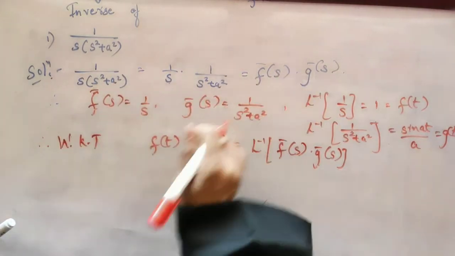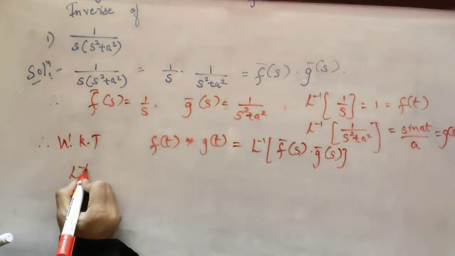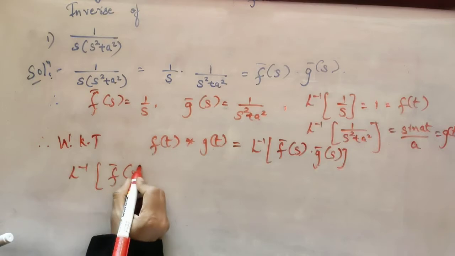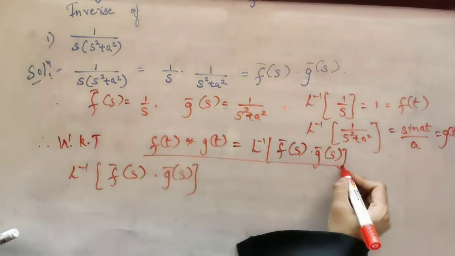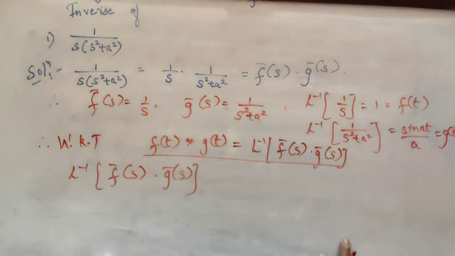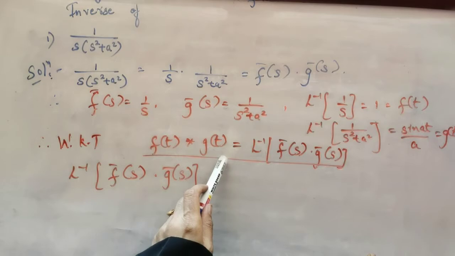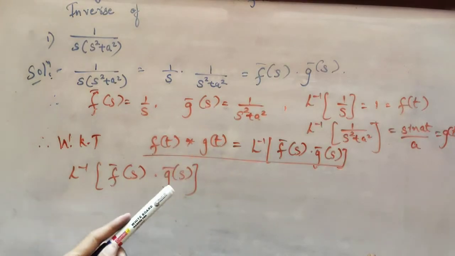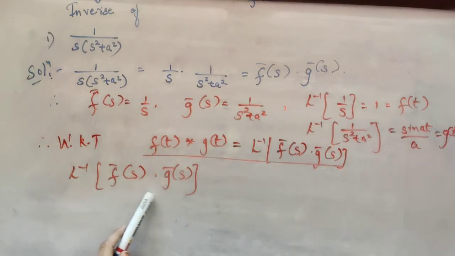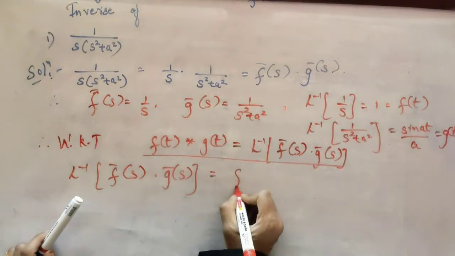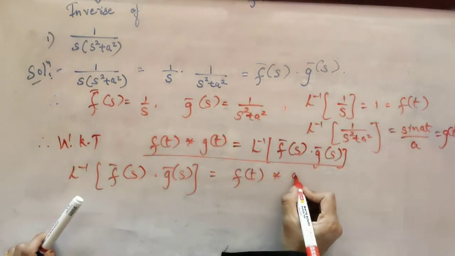This is f bar of s into g bar of s. I want L inverse of f bar of s into g bar of s. This was the last equation I had given in my explanation while I was introducing the convolution theorem to all of you. Okay. This was the last expression. You just refer to that previous session, you will understand. I want L inverse of f bar of s into g bar of s. So it should be definitely f of t star g of t.